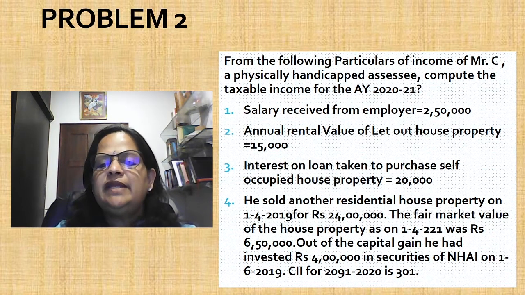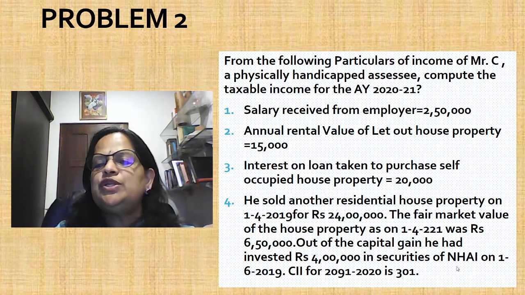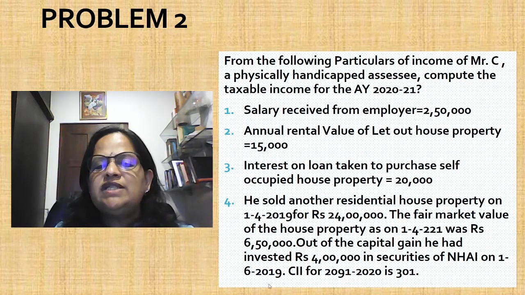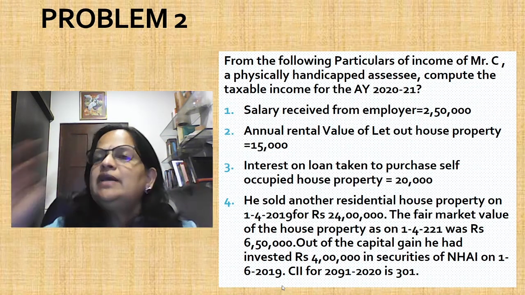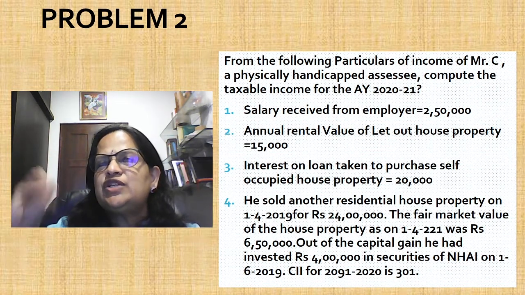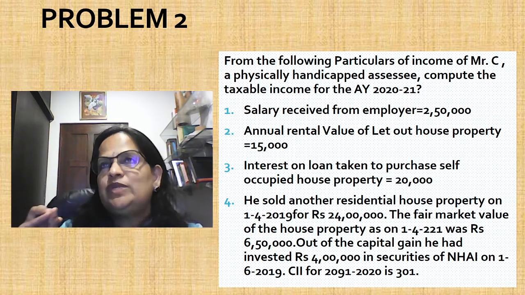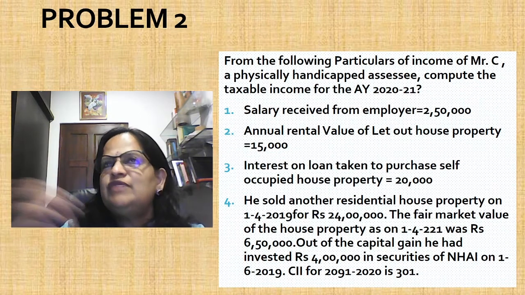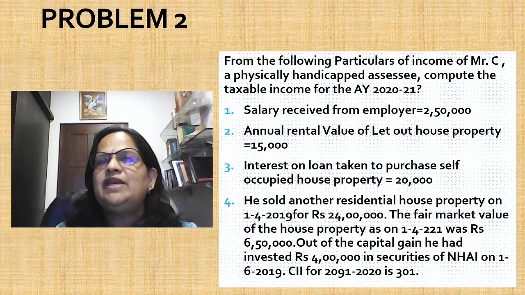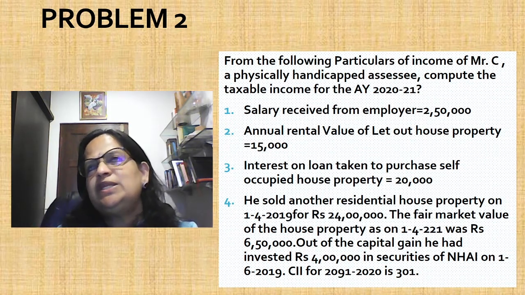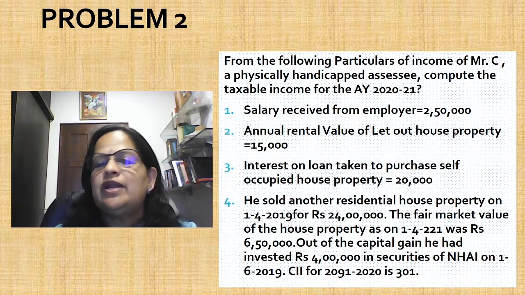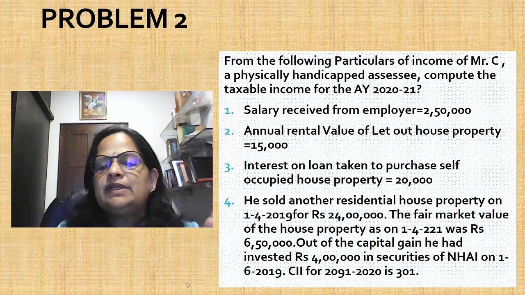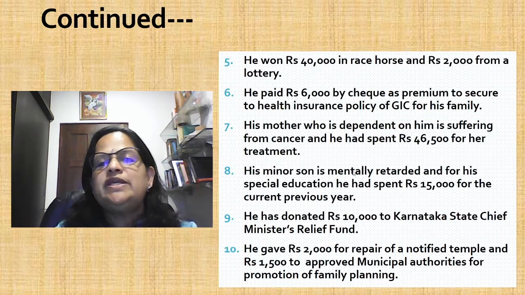Find out the capital gain. He had invested rupees 4 lakhs in securities of National Highways Authority of India on 1/6/2019. So you have to remember 1/6/2019 is important, because if they are investing in securities of National Highways Authority of India, within 6 months they have to invest. See, he sold the property on 1st April. Now on 1st June itself he is investing in National Highways Authority of India. That means we can allow the exemption. If it is after 6 months, as we have learned in the capital gain chapter, it is not allowed. Here we can allow that. Cost inflation index for 2019-20 is 301.